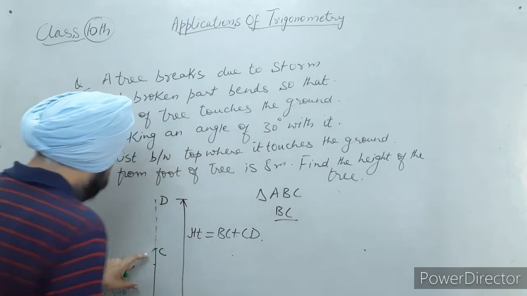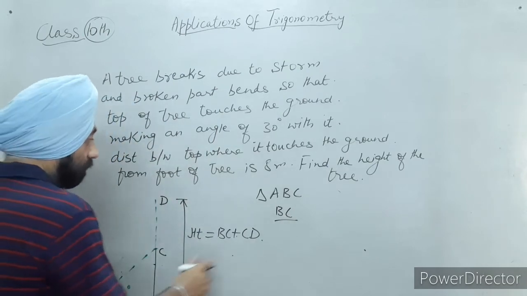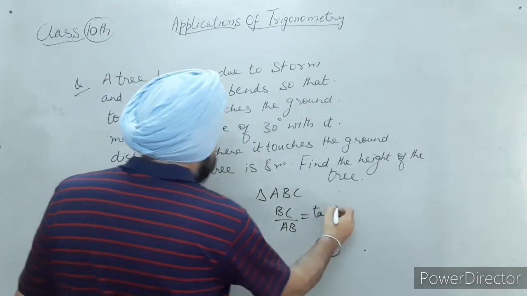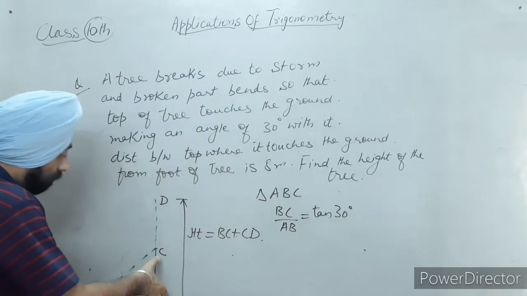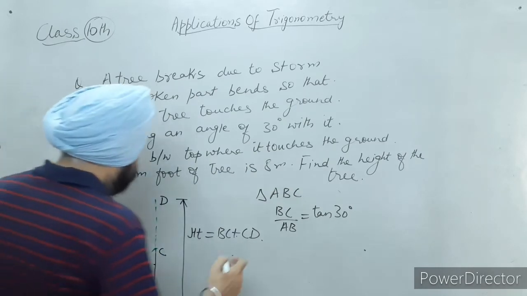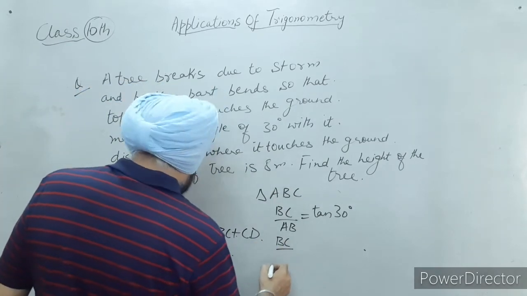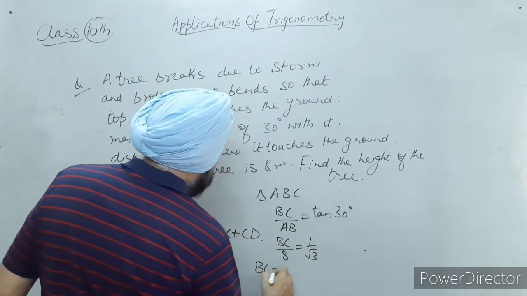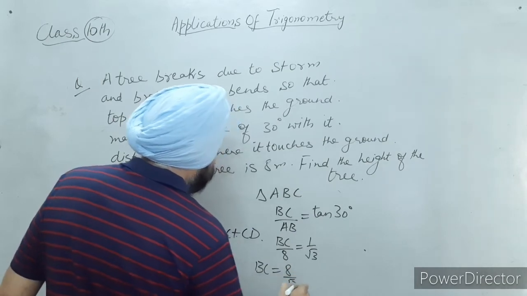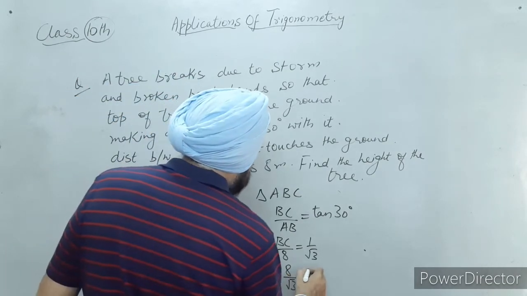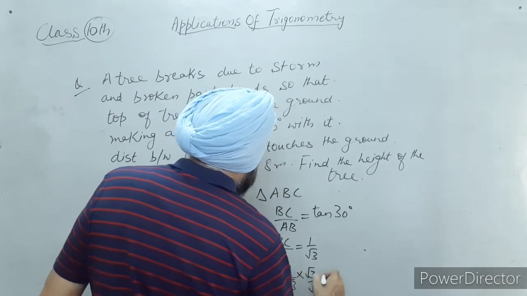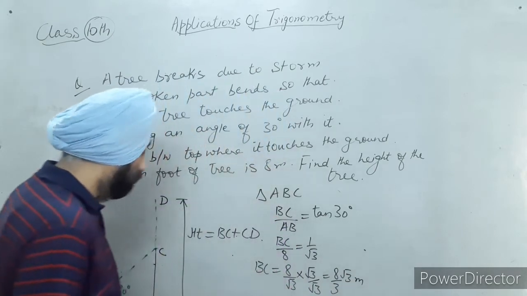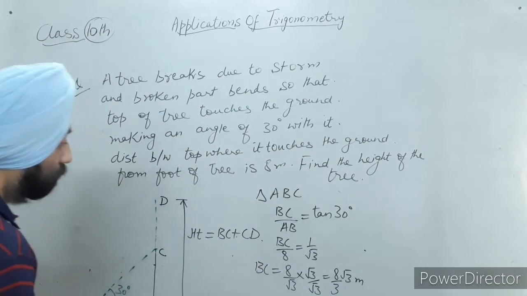BC. This is perpendicular upon base, which is given to me as AB. This is equal to tan of 30 degrees. Perpendicular upon base is tan 30. BC as such. AB is 8. Tan 30 is 1 by under root 3. So I get BC is 8 by under root 3. I can rationalize it. That is under root 3 upon under root 3. I get 8 under root 3 by 3 meters or units. BC length is 8 under root 3 by 3.